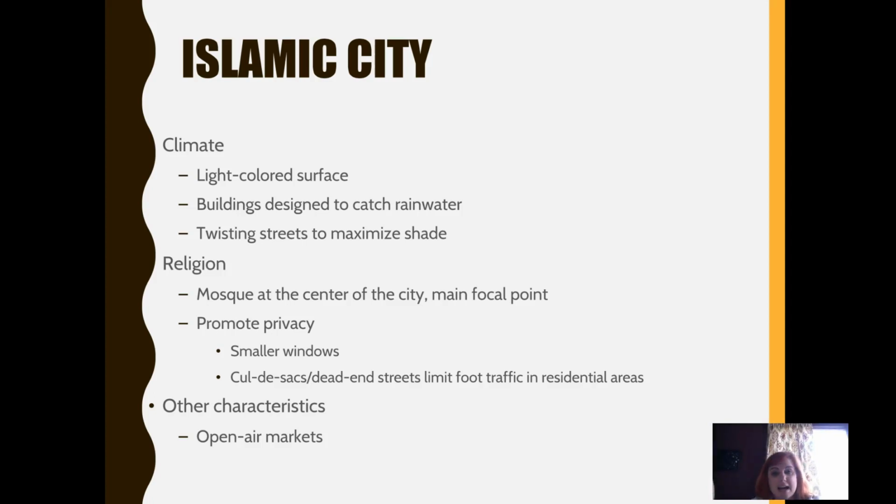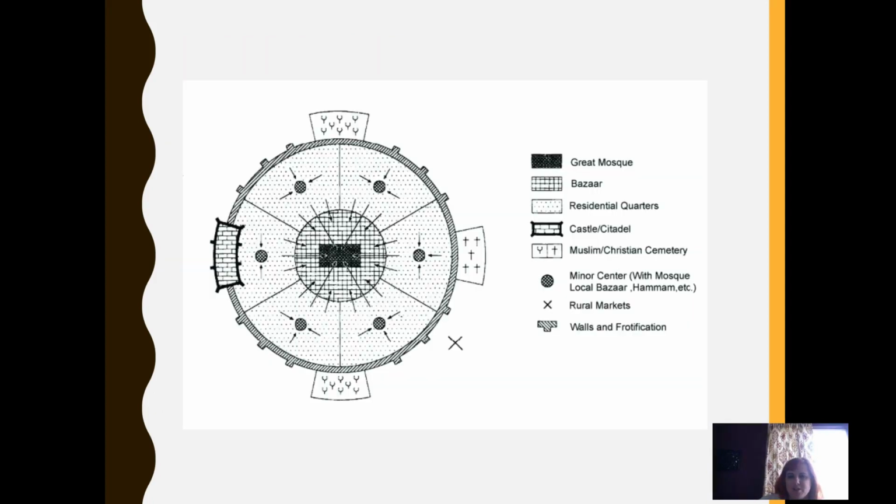There are cul-de-sacs and lots of dead-end streets because they don't want a lot of foot traffic. Open air markets, light colored surfaces. Buildings are designed to catch rainwater. And the reason they have lots of twisting streets is because that maximizes shade. So just know those basic principles of Islamic city models.